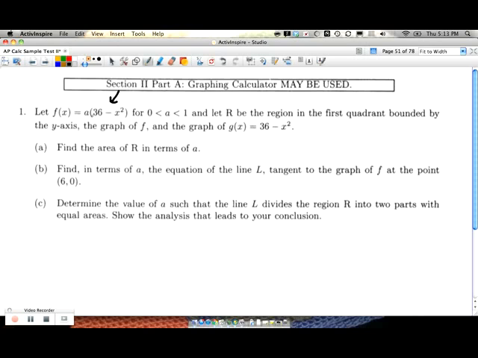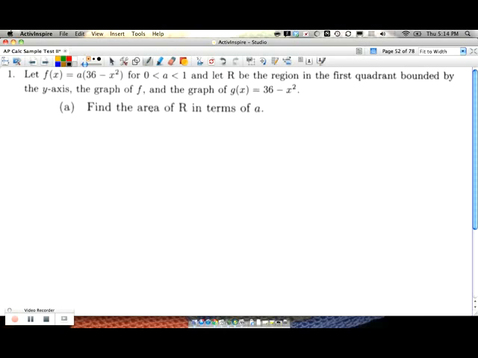We already have a graph here, a times this, and it says that a is between 0 and 1. That's going to be important for our understanding of what the graph looks like. And g of x equals this, and it's asking us to find the area of R in terms of a, when the area is in the first quadrant bounded by these two graphs. Well, it really depends on what a equals for us to find an exact value. So this is just asking us to start out with in general terms of a. So let's go ahead and work that out.